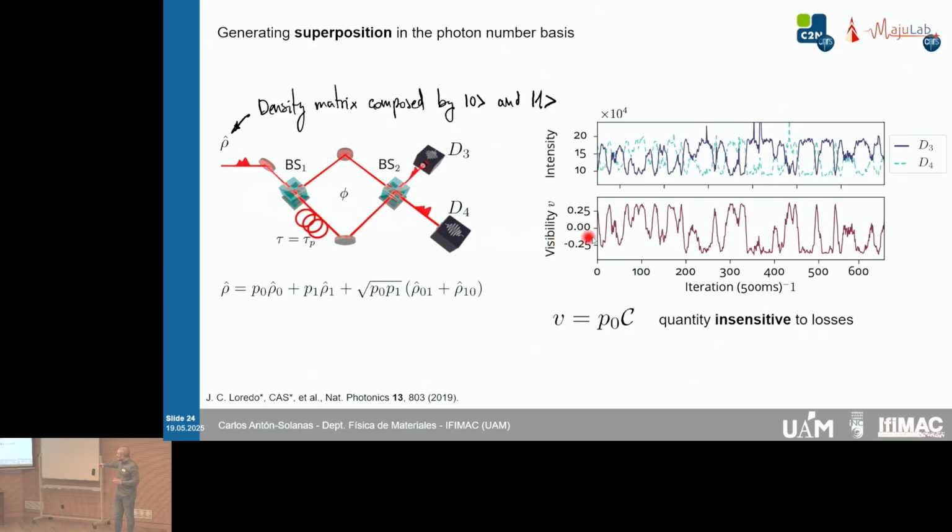And the amplitude of this visibility, which is intensity in 3 minus intensity in 4 divided by the addition, this visibility amplitude is telling us what is the percentage of vacuum, the population of vacuum that we are having in the state. And the funny thing is that this quantity is insensitive to losses. You can put here as many filters as you like, that if the losses in these two arms are the same, it still tells you what kind of quantum state was emitted at the level of the source.